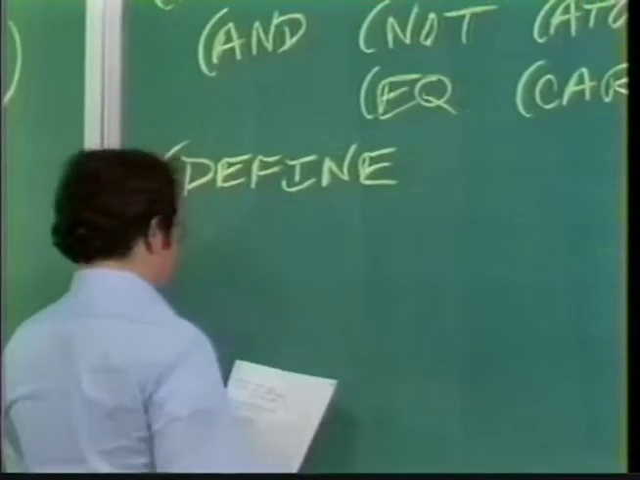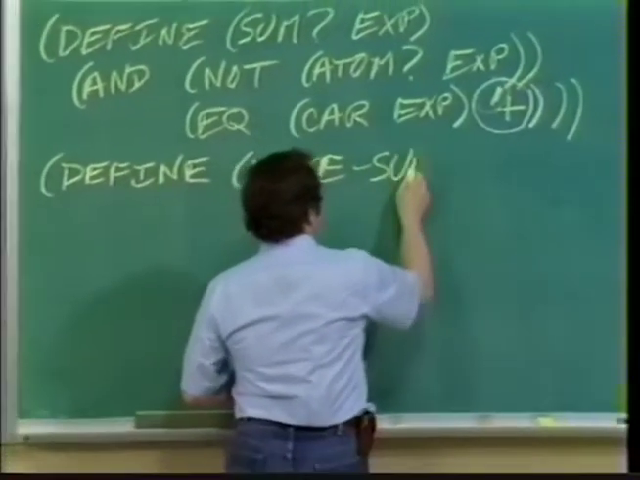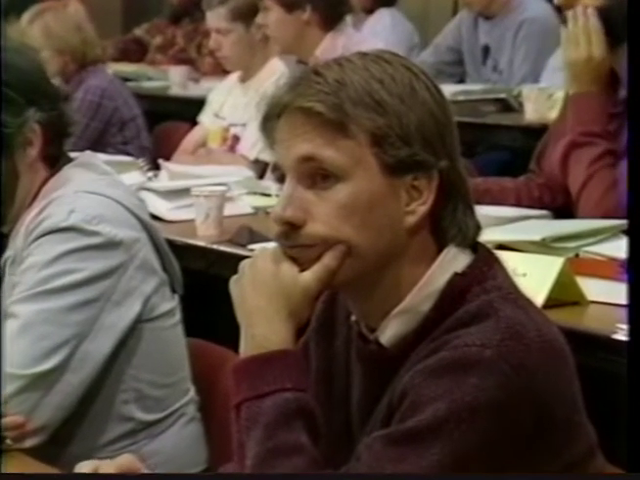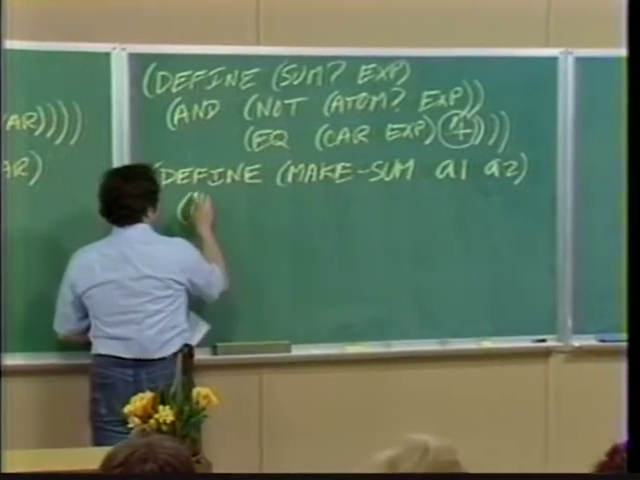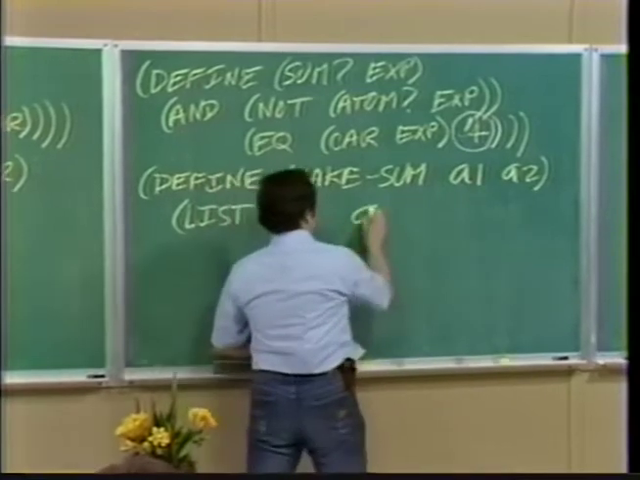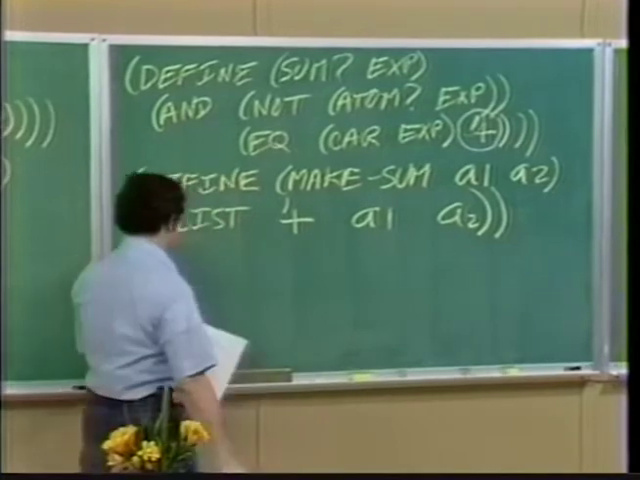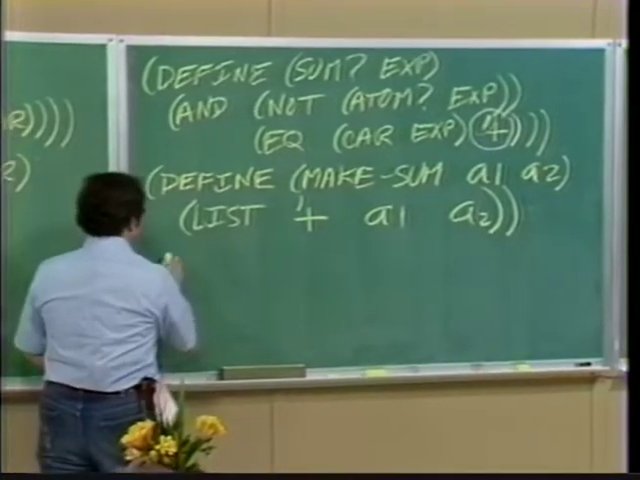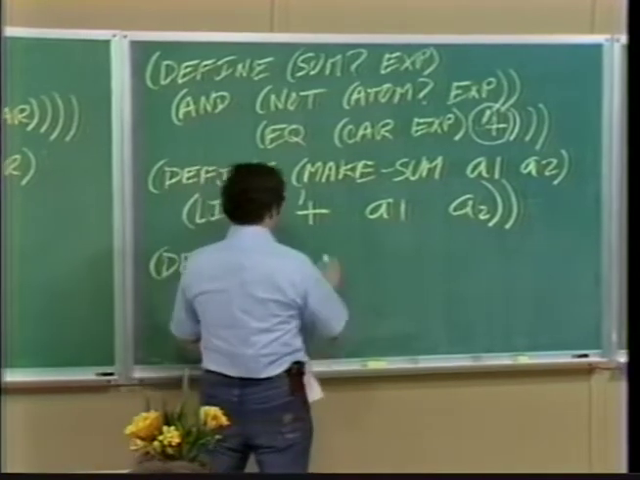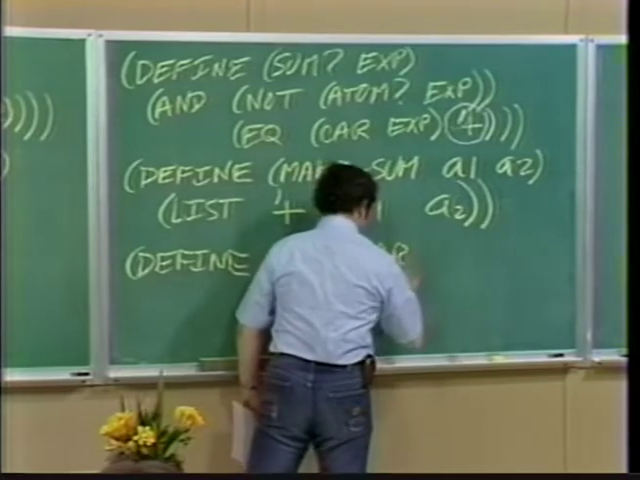I have to define what I mean, how to make a sum of 2 things, an A1 and an A2. And I'm going to do this very simply. It's a list of the symbol plus and A1 and A2. And I can determine the first element, define A1 to be car of the cdr.